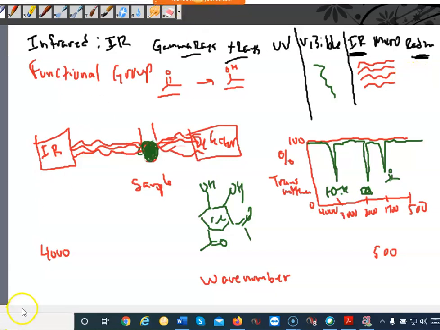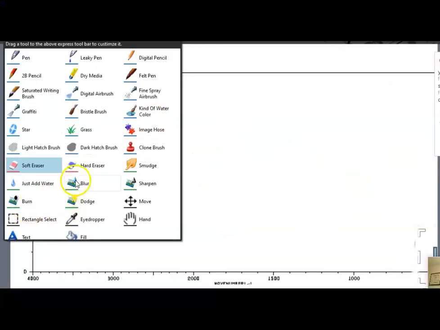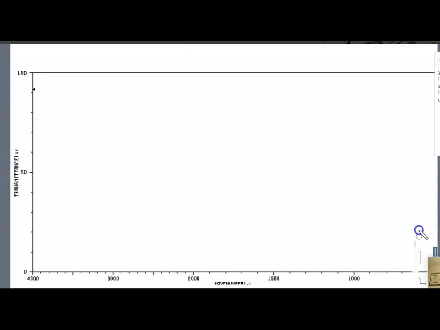All right? Okay, so this is a sample IR. And what I'm basically going to do is use this as the notes and write on here what you would see, where you would see it, what groups show up around where. Now these numbers are not exact, so these are approximate locations.